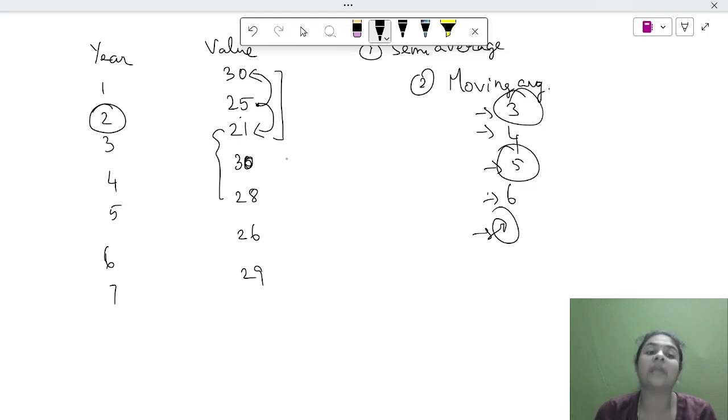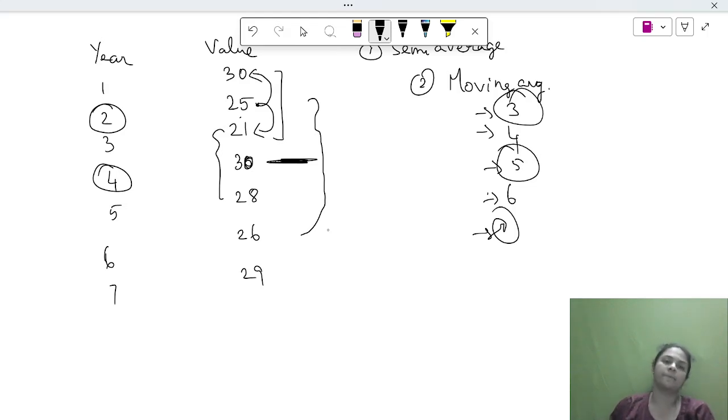Suppose if I ask you to calculate 5-year moving average for year 4. For 5-year, what should we do? Given year is the center year. 2 years before, 2 years after. So 2, 3, 4, 5, 6. Take the average of these. Understood? Am I clear now? Yes ma'am. Can you repeat this once more? What about 4 year? I have only told you 3 year and 5 year.